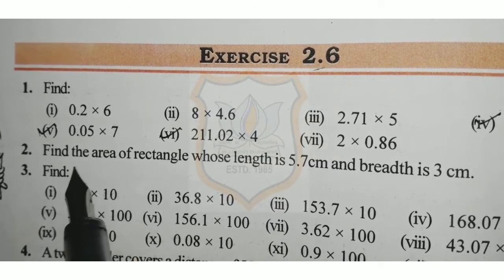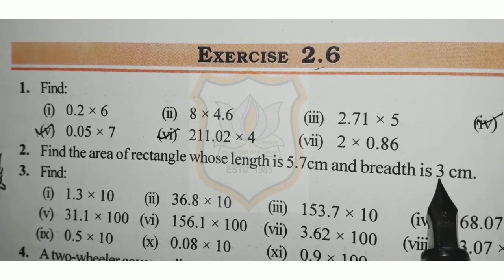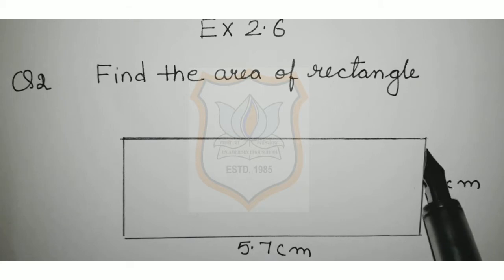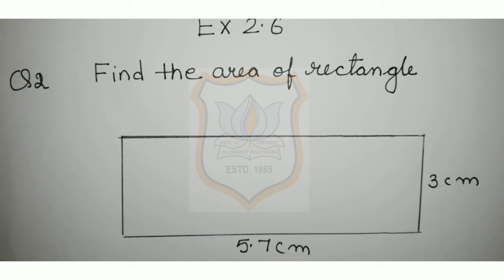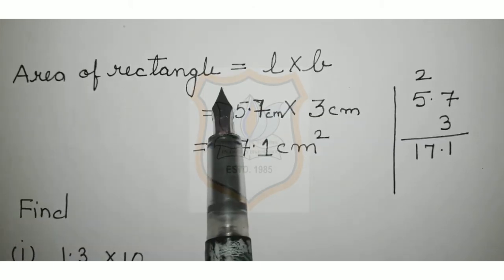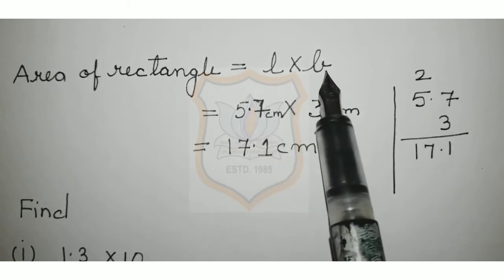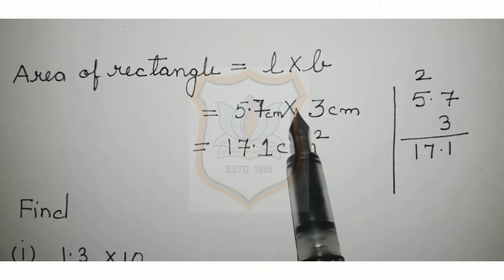Question number 2 is find the area of a rectangle whose length is 5.7 centimeter and breadth is 3 centimeter. Students, look at this figure very carefully. You have to find out the area of this rectangle in which length is given, that is 5.7 centimeter, and breadth is given, that is 3 centimeter. So let's find out the area of a rectangle. As you all know, area of a rectangle is equal to length into breadth. Value of this length is 5.7 centimeter and value of this breadth is 3 centimeter. So we will multiply 5.7 centimeter into 3 centimeter.